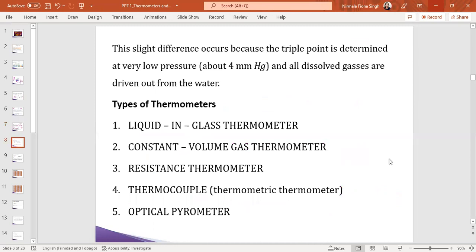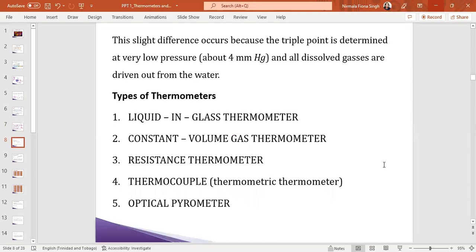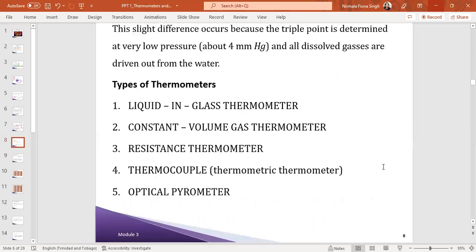The slight difference occurs because the triple point is determined at very low pressure and where all gases are driven out of the water. But we're not going to fuss too much on that. Just clarifying it. Types of thermometers, just learn them because these can come from multiple choice, so they can ask you to list some types of thermometers. So we have liquid and glass thermometer, constant volume gas thermometer, a resistance thermometer, a thermocouple, an optical pyrometer, right? If you want to know any more on these, look them up.